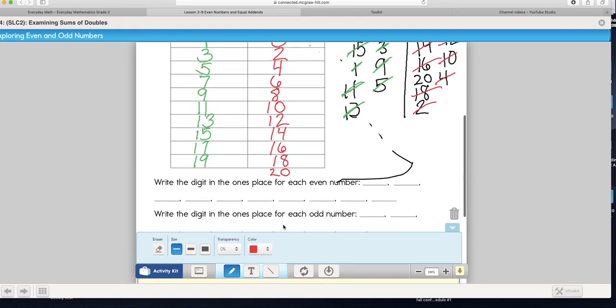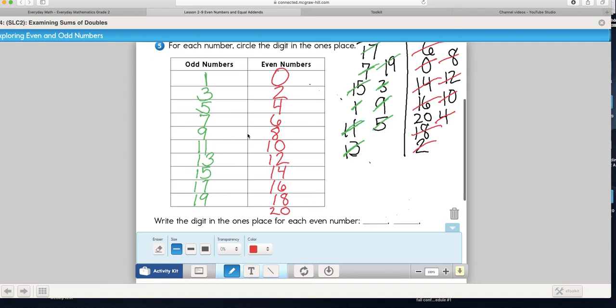Now, down at the bottom of this page, they want us to write the digit or the number that is in the ones place for all of our even numbers and all of our odd numbers. When we have just one digit, you don't have to look in the ones place because that is the ones place. It's when we come into the numbers that have 2 numbers together or 3 numbers together that we have to focus on what is the ones place. So let's look at the numbers in the even side first.